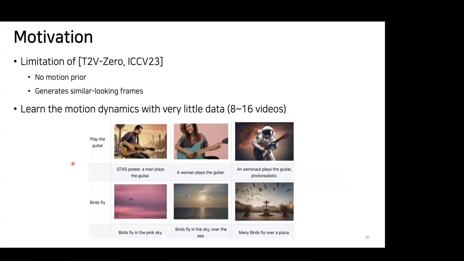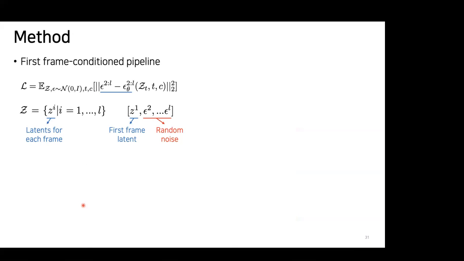So here are some examples. For example, if we train the model with playing guitar videos, this model becomes an expert on this motion and generates diverse videos related to this motion, like GTA style playing guitar and playing guitar astronaut. And here, birds flying: if you train this model with birds flying videos, we can make this model an expert on this motion. So the method is quite simple.